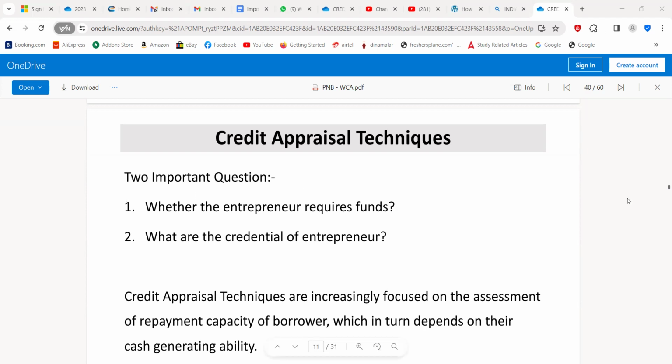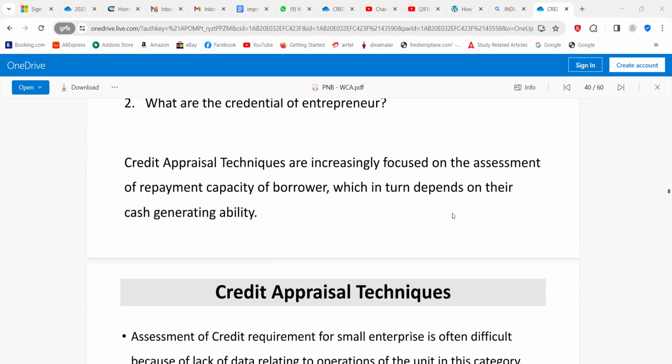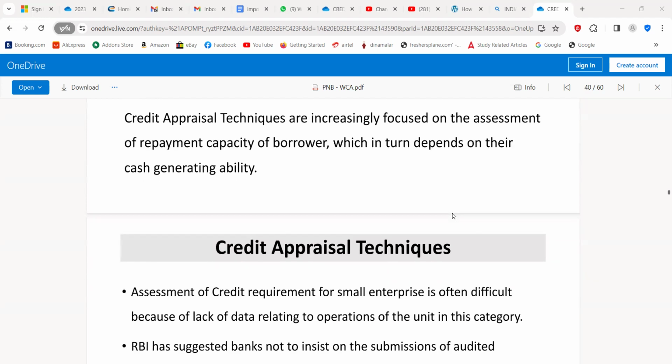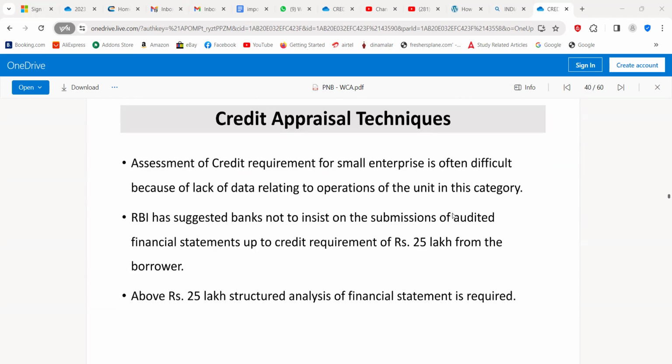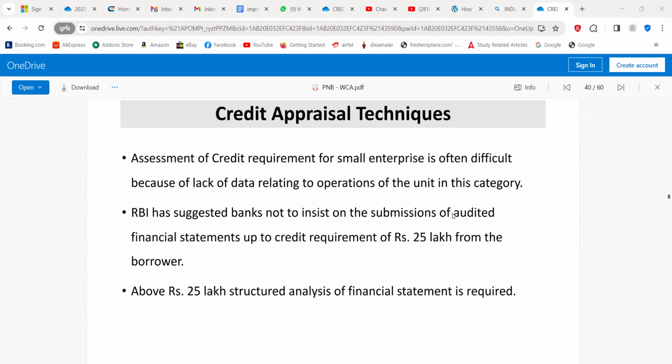Who was reading it? Please read. So, credit appraisal techniques. One is two important questions, like first is whether the entrepreneur requires funds, or what are the credentials of the entrepreneur. Credit appraisal techniques are increasingly focused on assessment of repayment capacity of the borrower, which in turn depends on their cash generating ability. We may be repeating what we have already studied. Doesn't matter. Still, we will read.